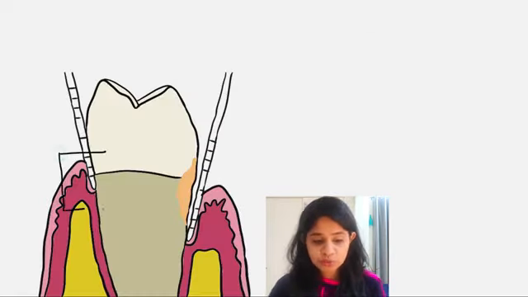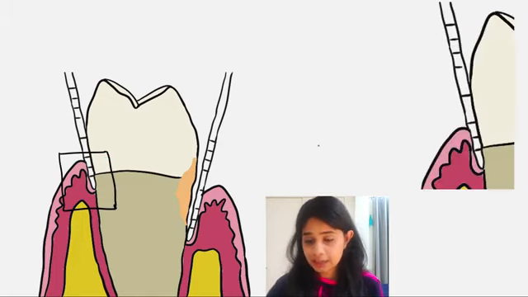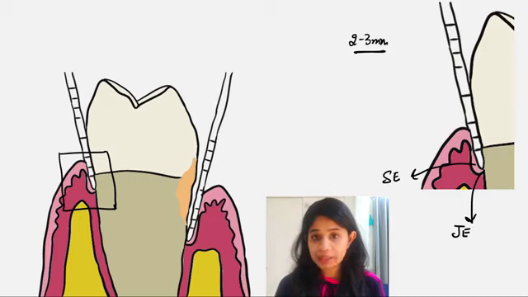So here, if we zoom into this particular site, this is the site of the gingival sulcus. Here the sulcus depth is around 2 to 3 mm, which is absolutely normal, and it is covered by something called the sulcular epithelium, and the base of the sulcus is formed by the junctional epithelium. We have spoken in detail about sulcular and junctional epithelium in the previous broadcast. I will link the video somewhere on the screen so that you can check it out.